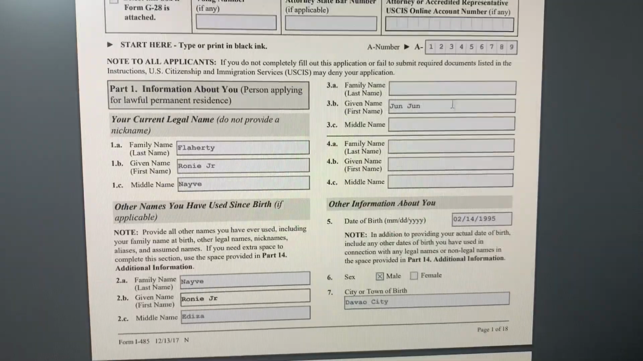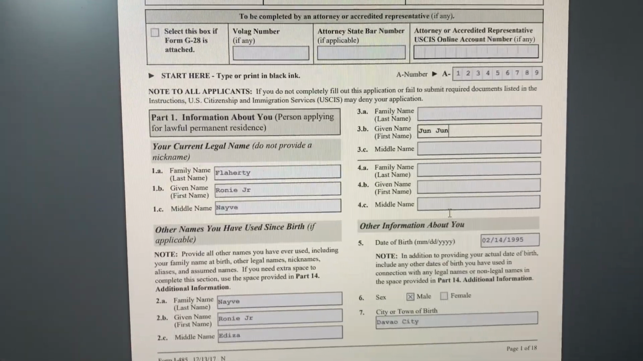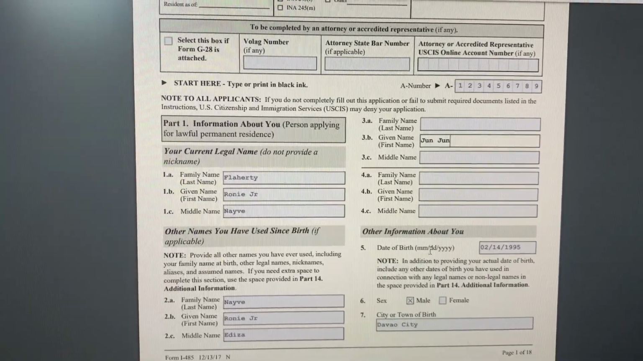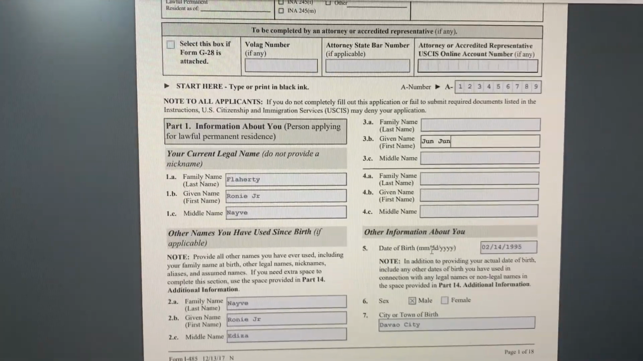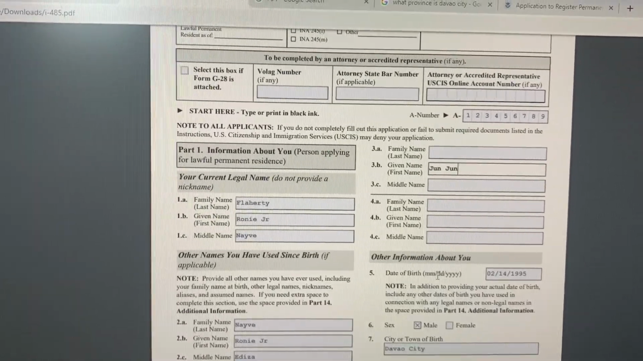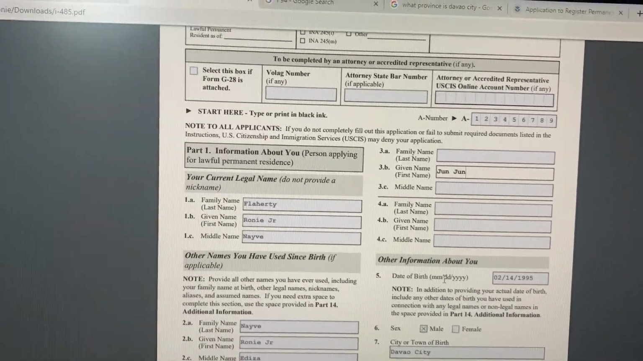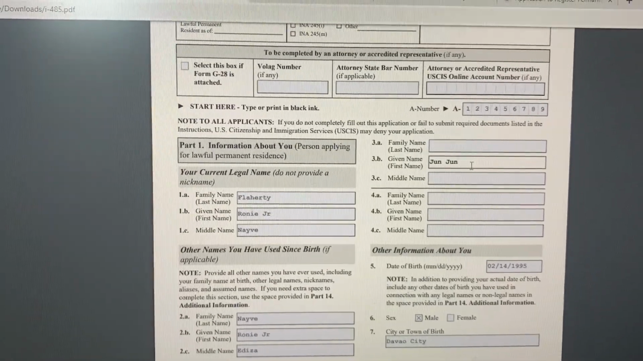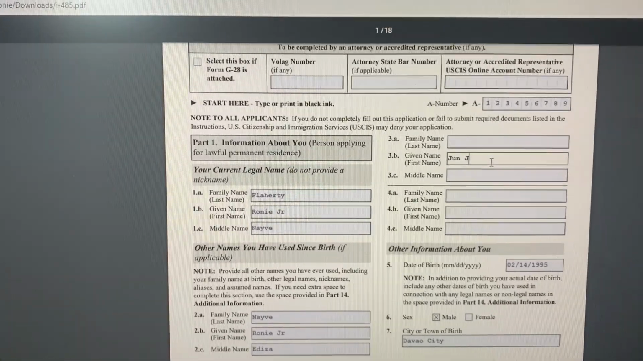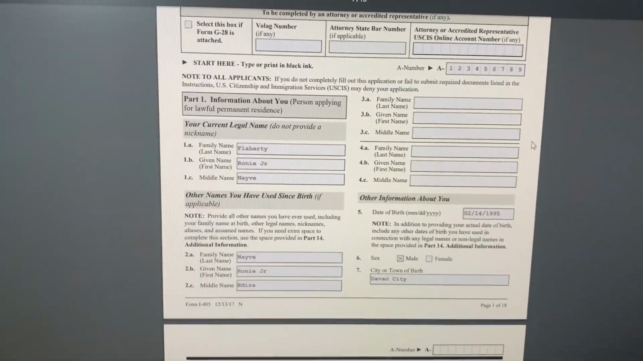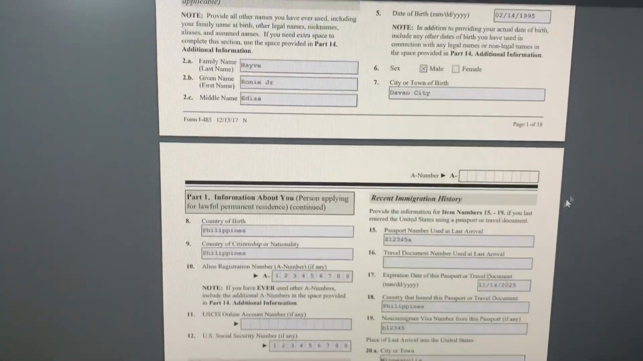And I also put my nickname, since my husband put my nickname on my G1145. That's one of the forms needed if you file for I-129F or the alien fiance petition. So I put my nickname, but if you didn't put your nickname on the application, you just scratch that. It doesn't matter.